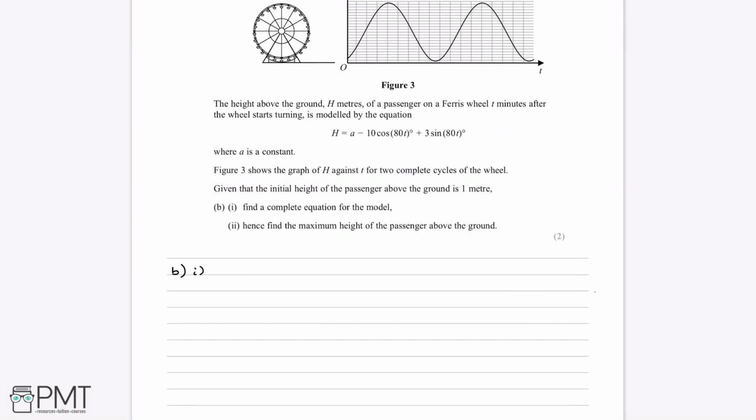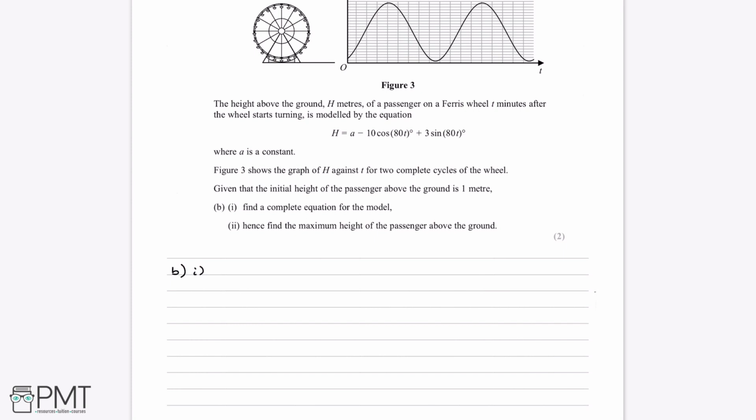The height above the ground, h meters, of a passenger on a Ferris wheel t minutes after the wheel starts turning is modelled by the equation h equals a minus 10 cos 80t degrees plus 3 sin 80t degrees, where a is a constant.